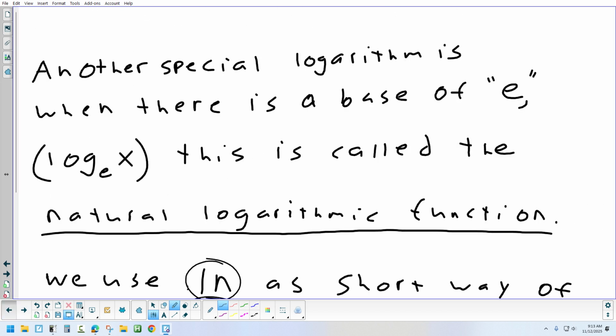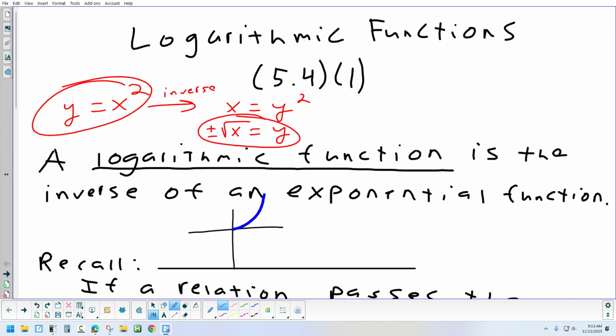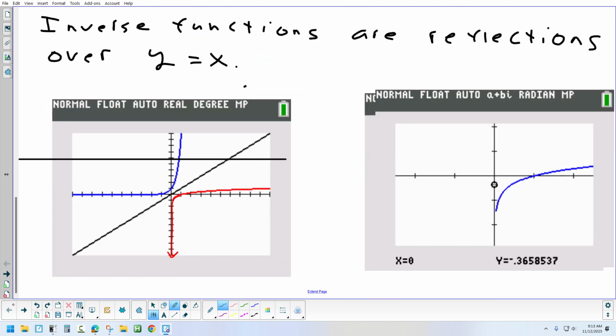So if we go back, let's look at the picture again real quick. So looking at that graph in red, that's a log function. And what does it look like the domain is for the graph in red?